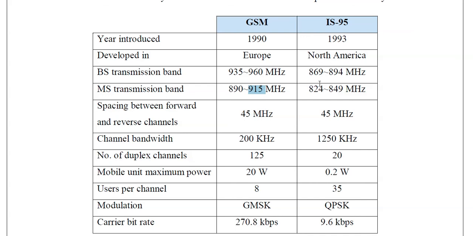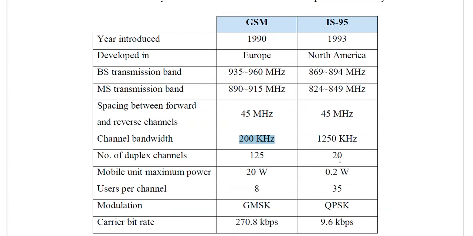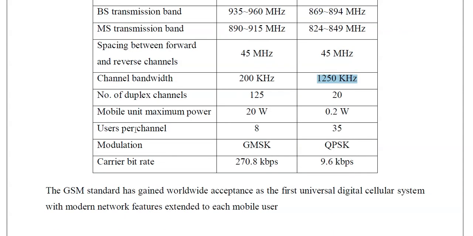While the IS-95 uses 824 to 849. The spacing between forward and reverse channels are equal, 45 MHz, 45 MHz. The channel bandwidth in the European standard and the GSM is 200 kHz, while it's much bigger in the IS-95, it's 1250 kHz. The number of duplex channels, the GSM is 125, and the IS-95 is just 20 duplex channels.